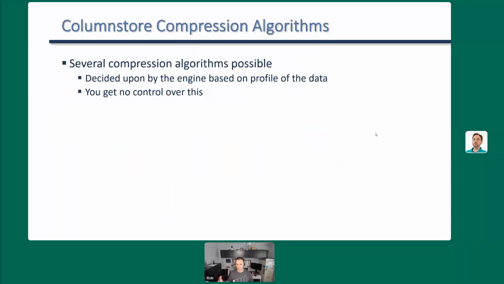And there's a bunch of them. So there's several algorithms possible. You do not get to pick. It's going to work through the data and use its own telemetry and profile of the data to determine what is going to be the best result for you. So you don't get control over this, but we can see what kind of compression algorithms are available.